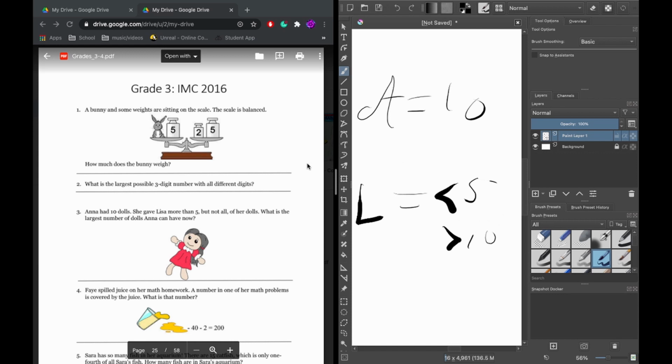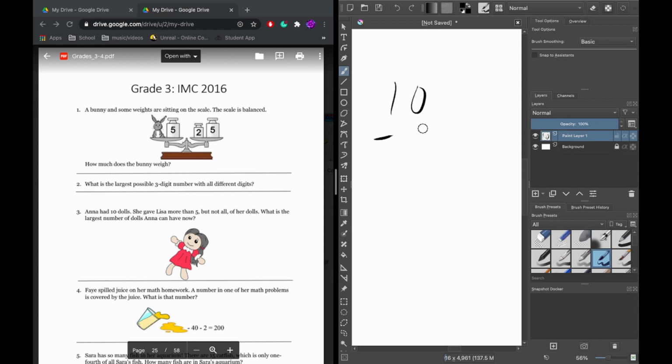So, if we want the largest number of dolls that Anna can have, we need the least number of dolls that Lisa can have. And since we need something greater than 5, but less than 10, the smallest number that's greater than 5 is 6. So 6 would not be our answer. Our answer would be 10 minus 6, because 6 is how many Lisa got, but we need to figure out how many are left. So 10 minus 6 equals 4. So 4 would be our answer.